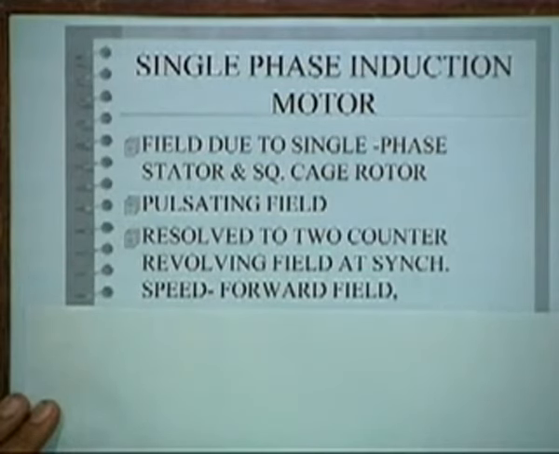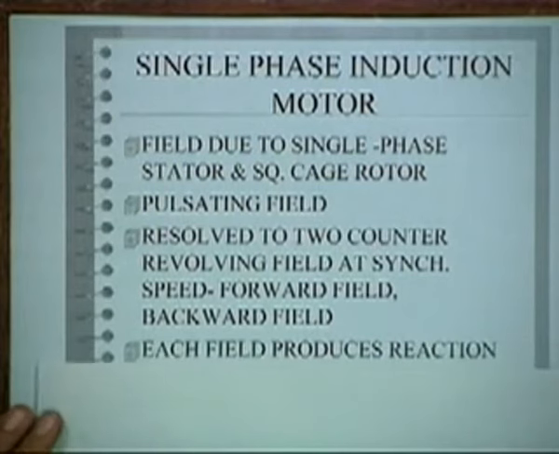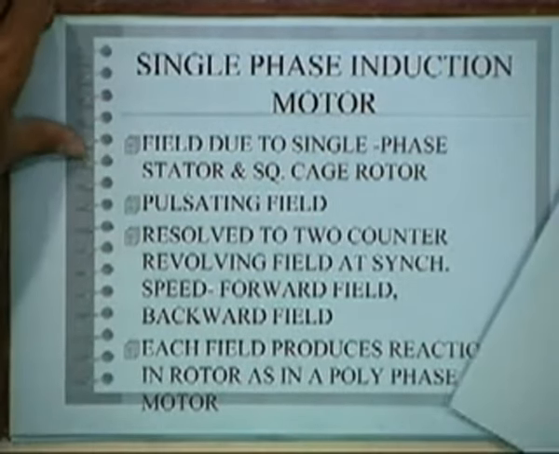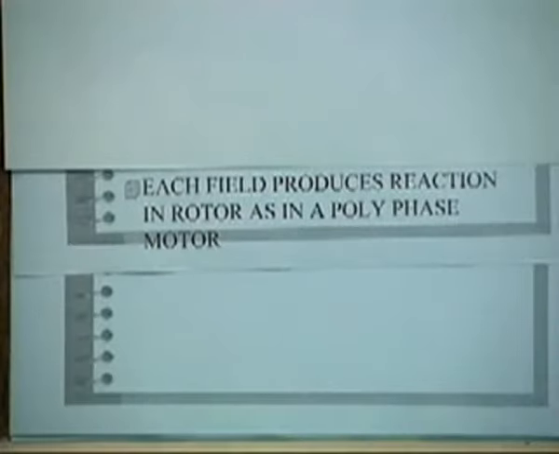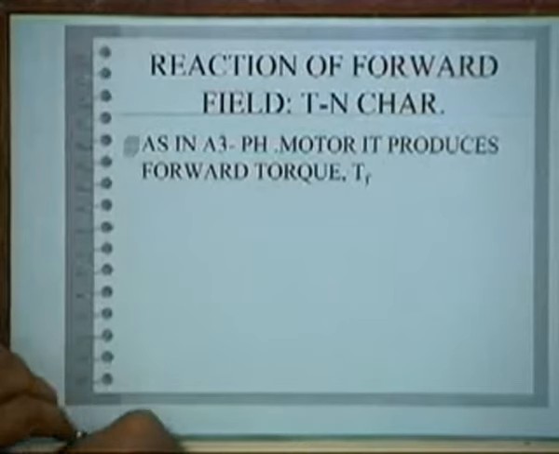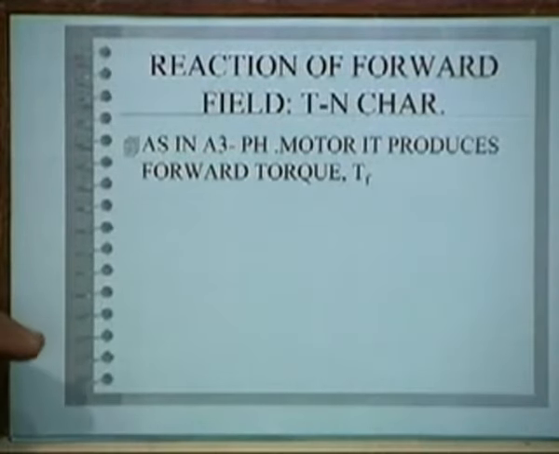This is what you have already learned. One is a forward field, another is a backward field, and each field produces a reaction. Say the forward field will create a reaction in the rotor. So what we notice, in summary, is that each field produces a reaction in the rotor as in a polyphase motor. Now what type of reaction will it give? One thing you are interested in is what is the reaction of the forward field? It is like a normal three phase motor, right?